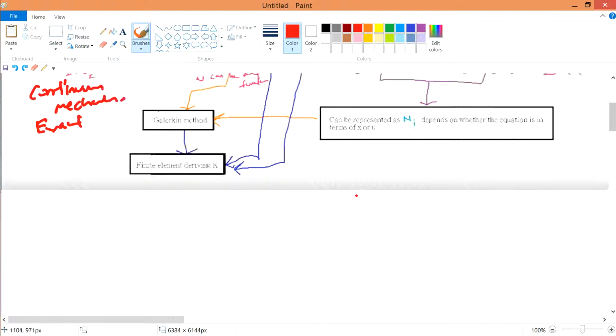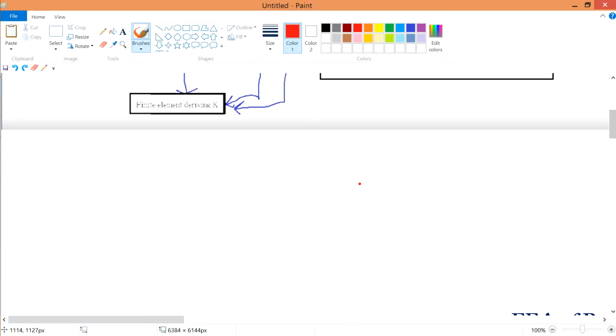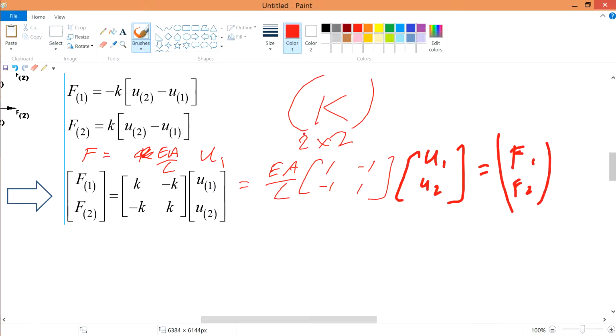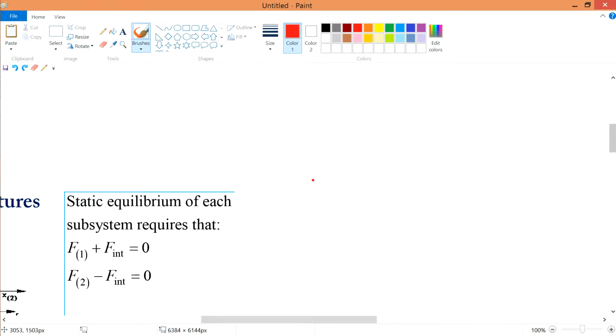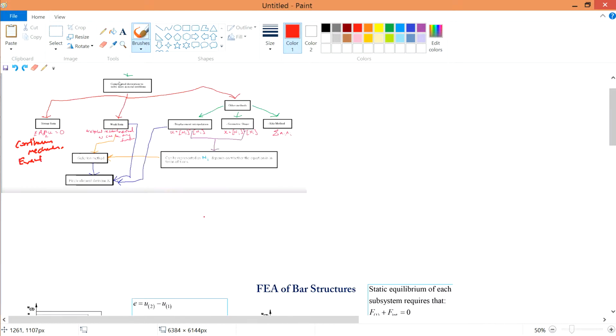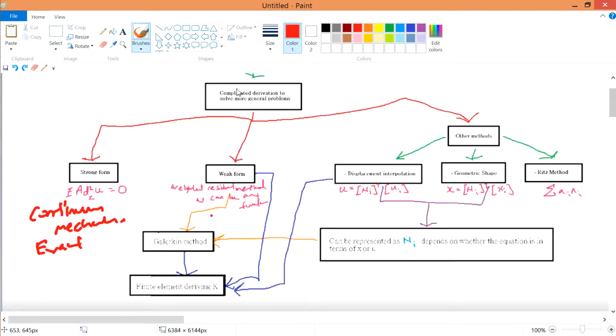Alright, in the previous video we derived the matrices of F equals EA over L times U1, U2, where F is your force 1 and force 2. And then we say that we're going to concentrate a lot on the EA over L, deriving how to derive the stiffness matrix, because as you go further into more complicated stuff, the stiffness matrix may change.